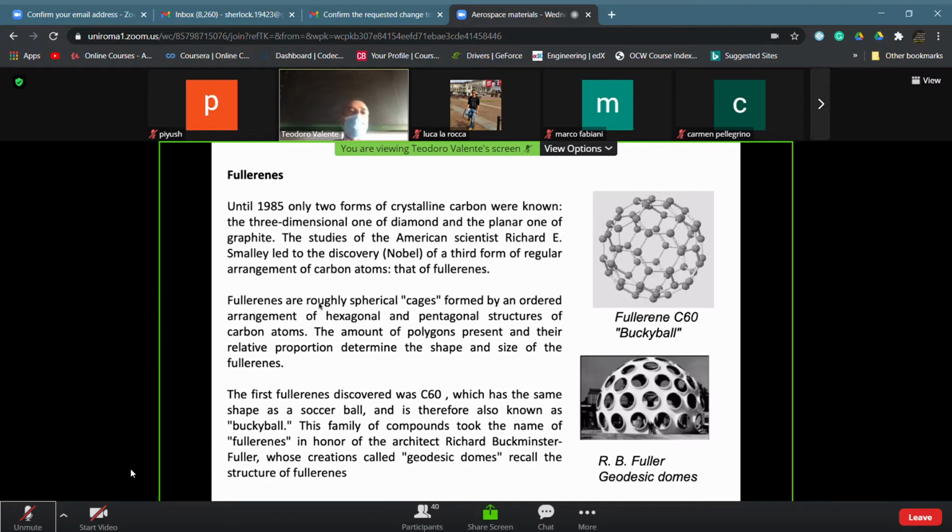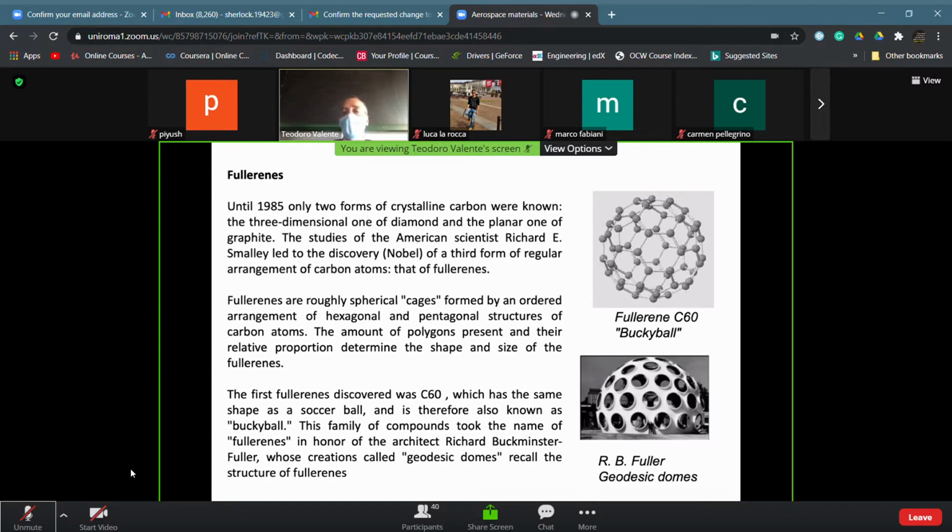They are essentially, roughly speaking, spherical cages, you see the form here, which are constituted by an ordered arrangement of hexagonal and pentagonal structures of carbon atoms. The amount of hexagons and pentagons and their relative proportion determine the shape and the size of the fullerenes. So these are fullerenes, which were discovered in 1985.